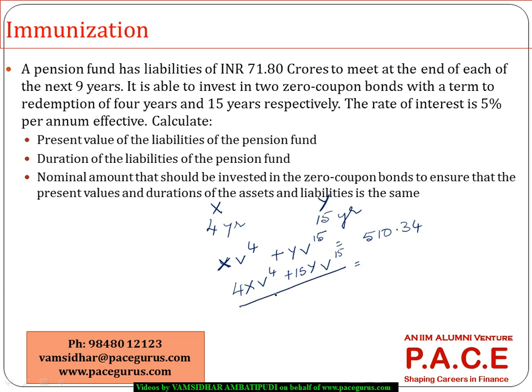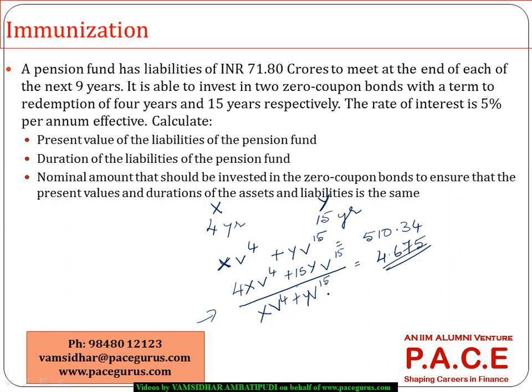Of course, (4x v^4 plus 15y v^15) divided by (x v^4 plus y v^15) is the duration, and that should be equal to 4.675. Now the duration of the assets is equal to the duration of the liabilities. This is the duration of the liabilities, and this is what will come out to be the duration of the asset. The change in price by the price.